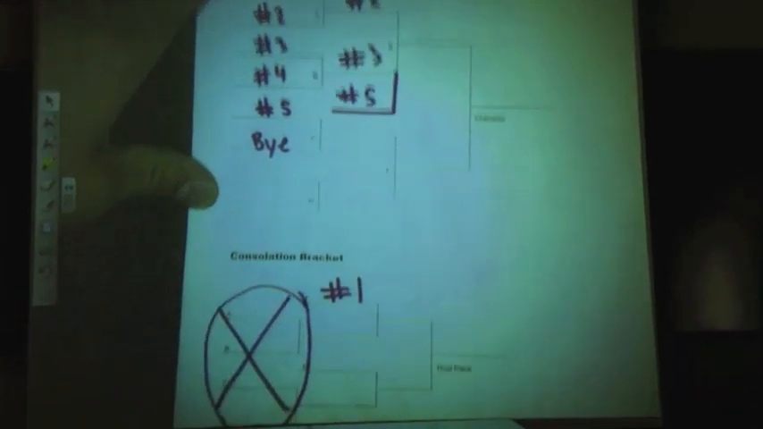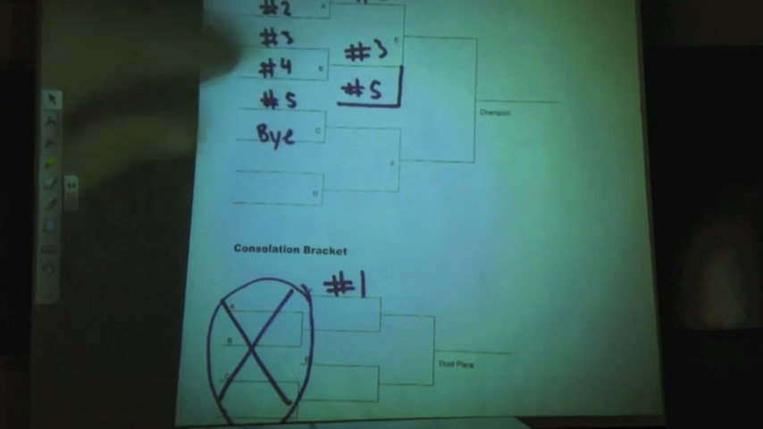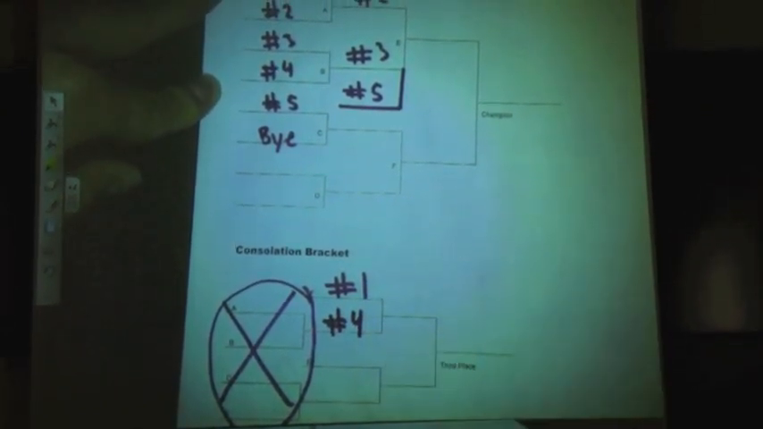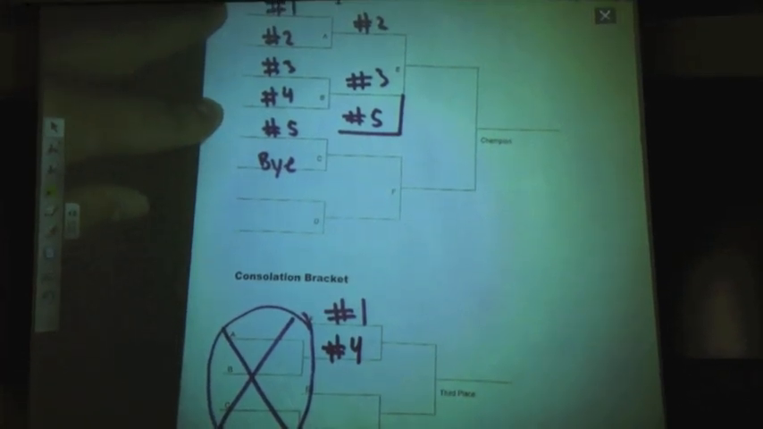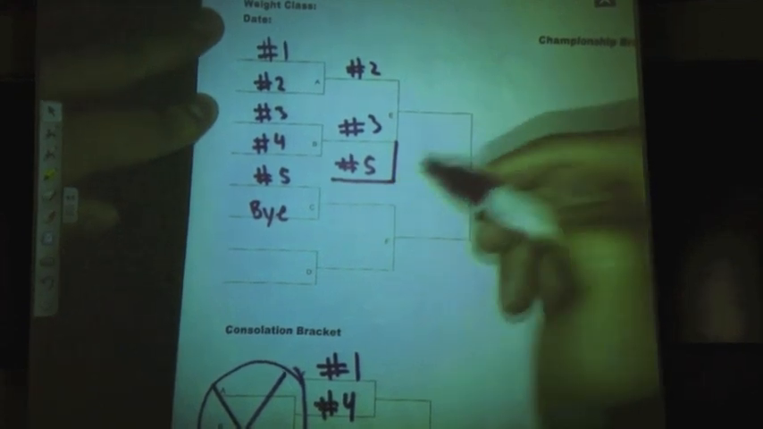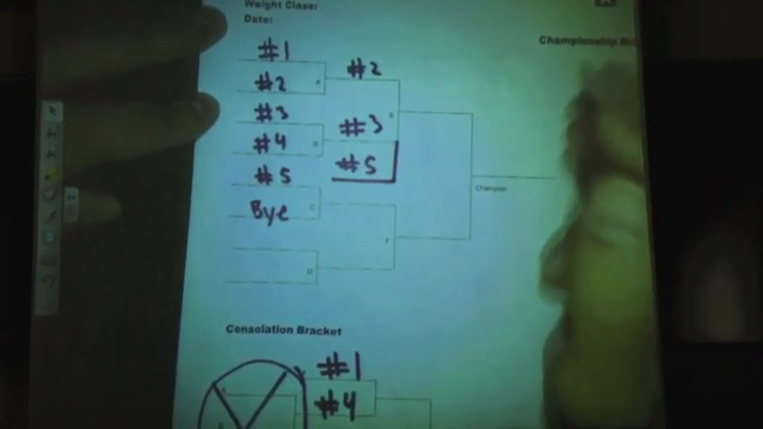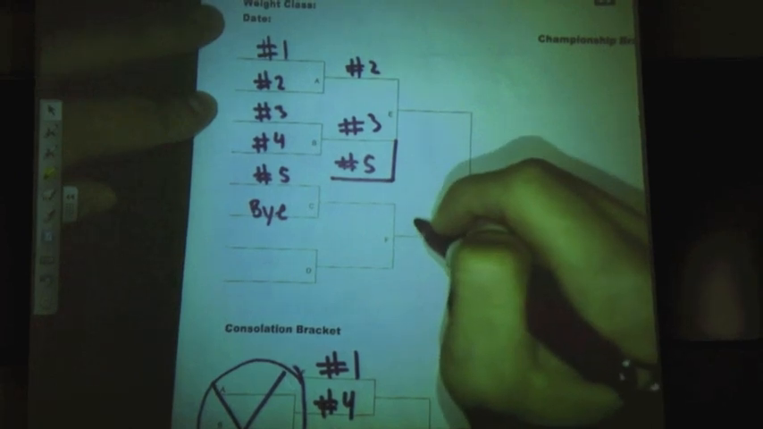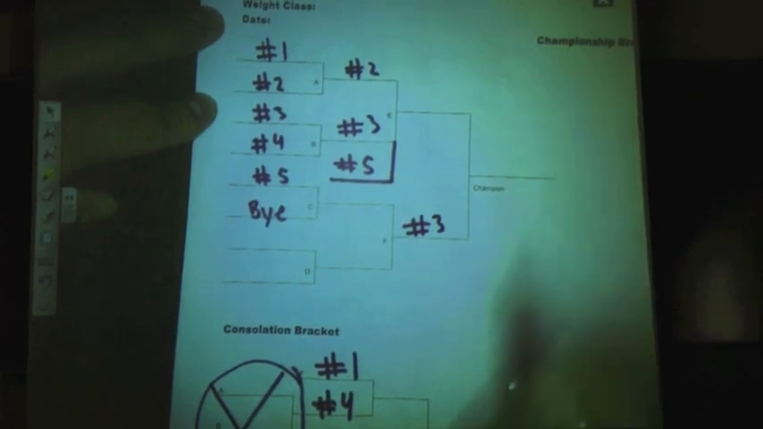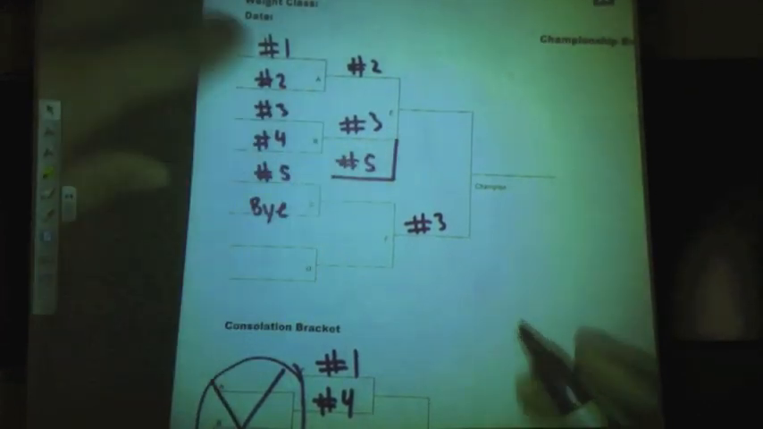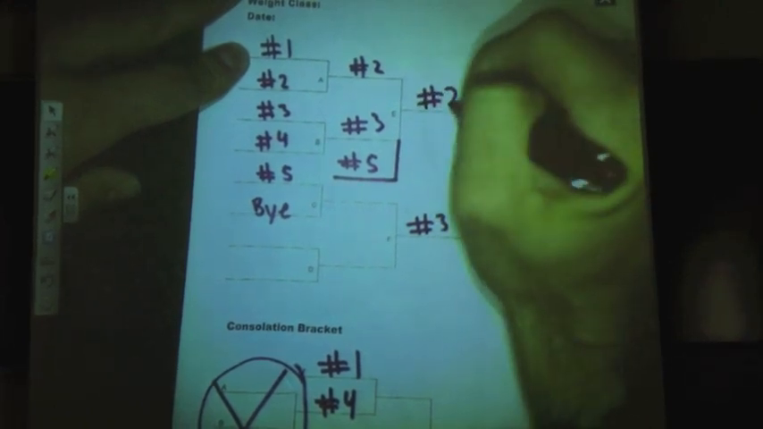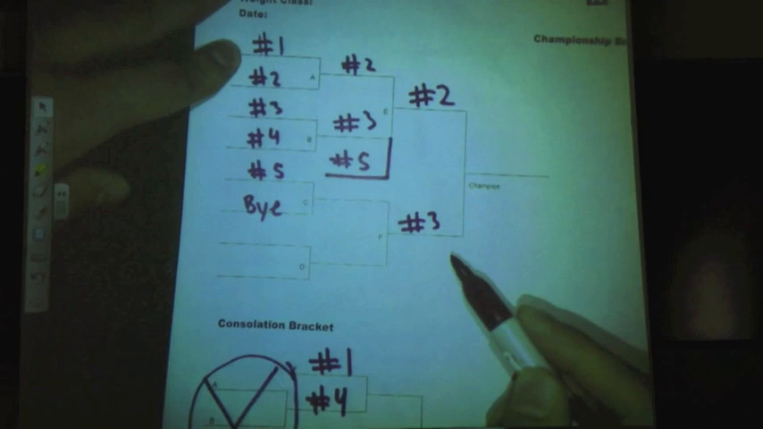And then we have number 3 and 4. 3 won and 4 lost. So number 4 is going to go right there. And then moving back up to the championship rounds, we have 3 and 5. And let's say number 3 wins. So number 3 is going to go right here. And number 2 is going to get a bye to the finals. So we have number 2 and number 3 right here.